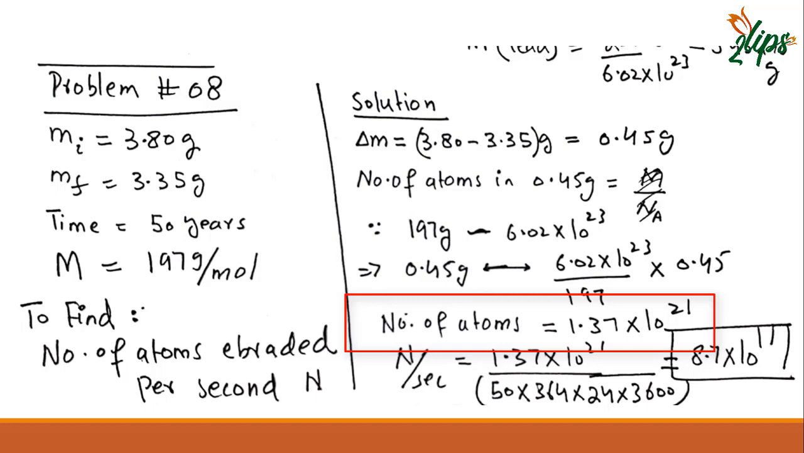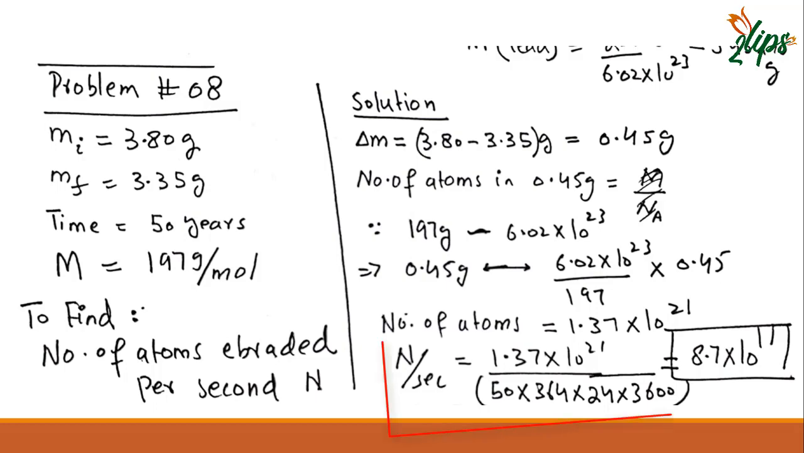Please remember this number has decreased in 50 years, but we are asked to find it for each second. So all I have to do is divide this by 50 years in seconds. You can see that it is 50 years, each year contains 364 days, each day contains 24 hours, and each hour contains 3600 seconds. So this denominator gives us the 50 years in seconds.